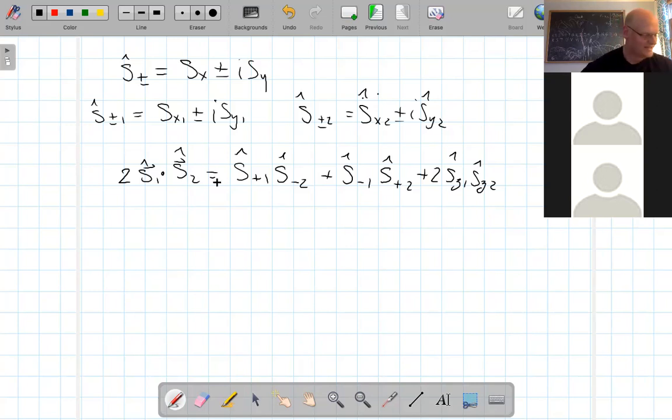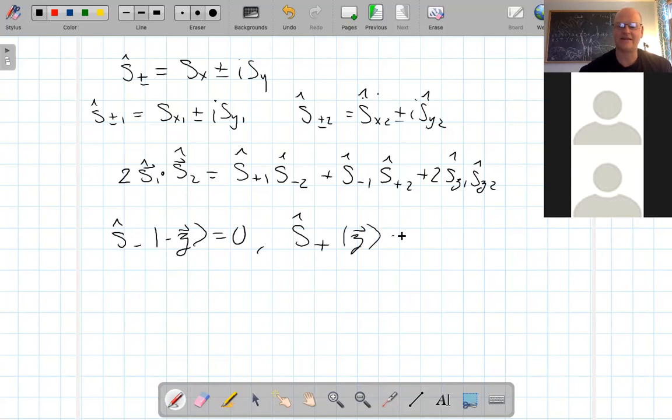Yeah. Good. The reason that we're going to do this is remember, if I act S minus onto the state minus Z, that's going to give me 0. And if I act the S plus onto the state Z, that also is going to give me 0. So basically what we're going to do is start acting these onto states, those states 1, 2, 3, and 4, where some of them are going to be destroyed, because I can't raise them higher or lower in these cases. Okay. Guys doing okay?